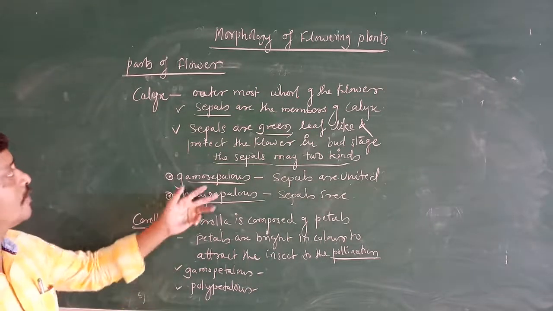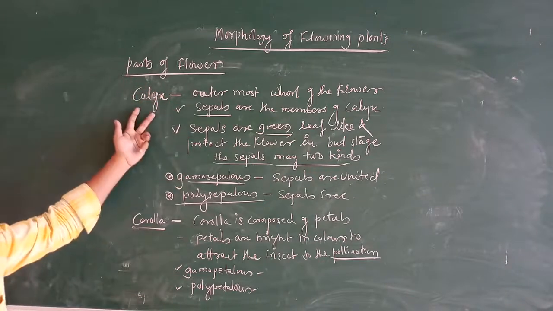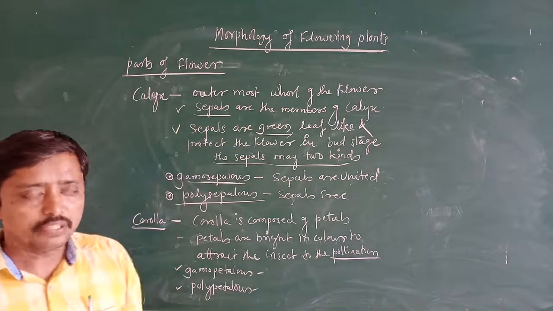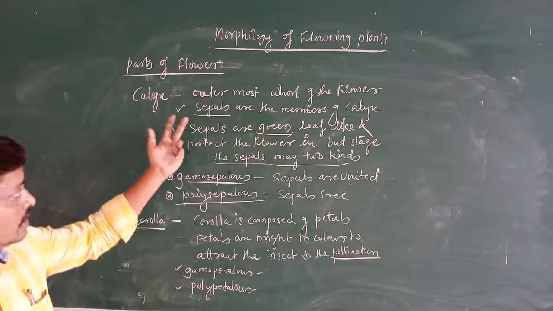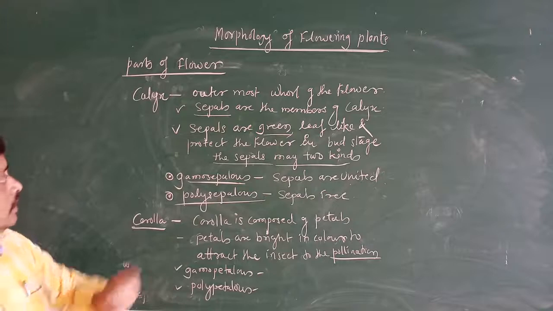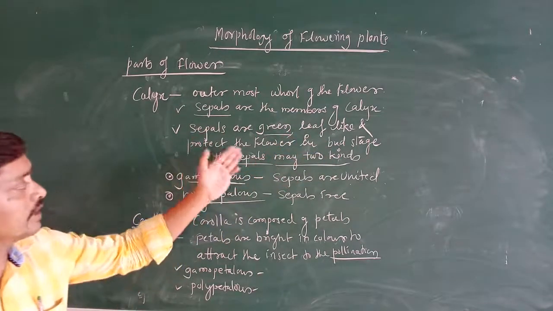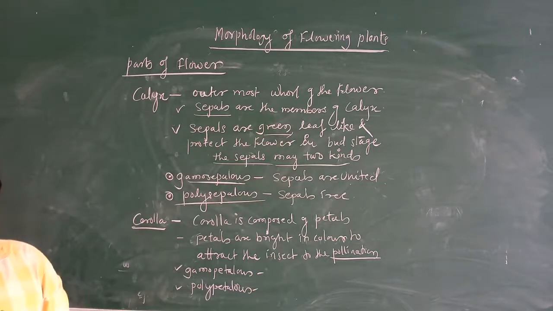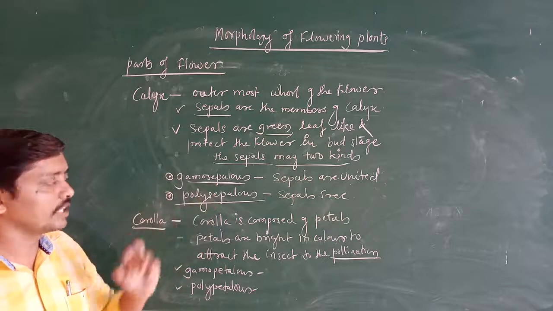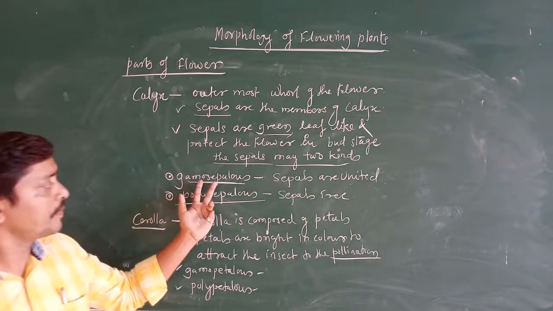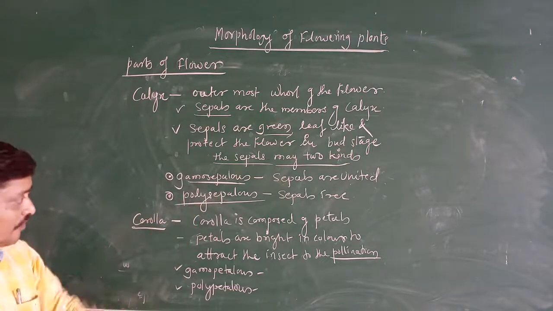Okay, this is about the outermost whorl or the outermost part of the flower, that is the calyx. Sepals are the members of the calyx. The sepals are green in color, leaf-like, and they protect the flower in the bud stage. The sepals may be of two kinds: gamosepals, where sepals are united, and polysepals, where sepals are free.